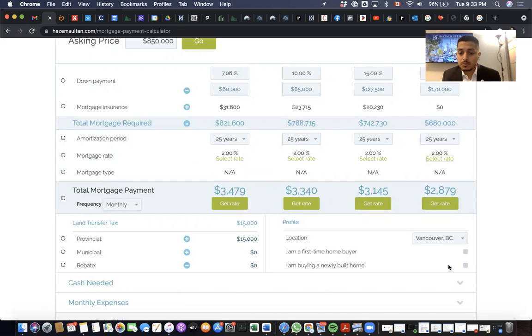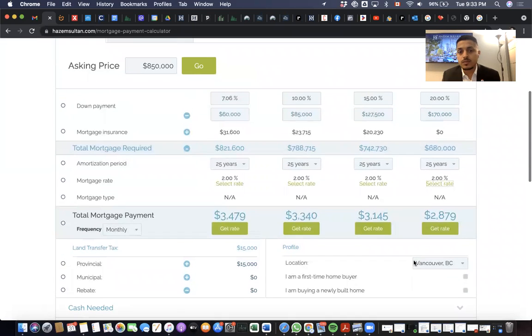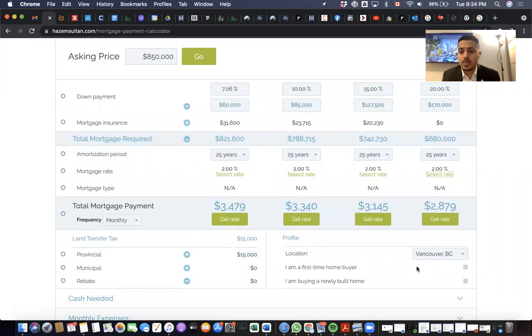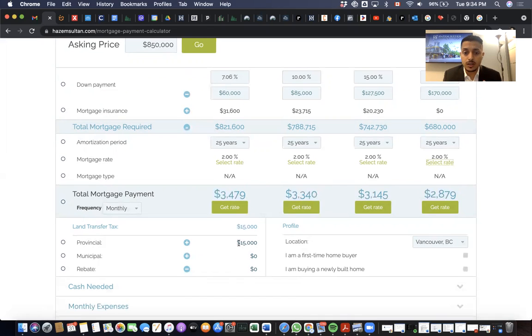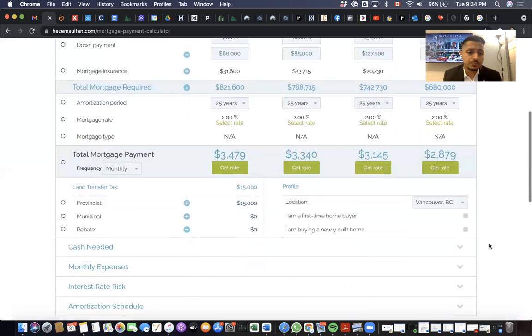PTT. So in this case, it's $850,000. It's well above the threshold for the exemption for newly built or first-time home buyer grant, or first-time home buyer exemption. So you're looking at 15,000. This is the PTT provincial tax, just because it's above 750,000, of course. So that would be an additional cost. It's a one-time payment that you'd have to finalize at the lawyer's office.